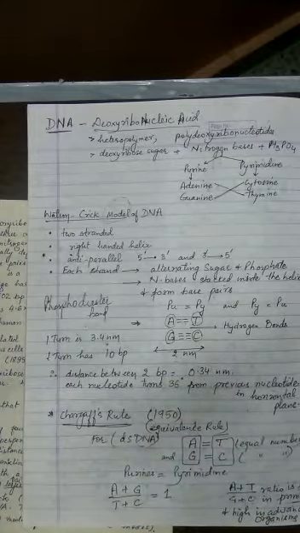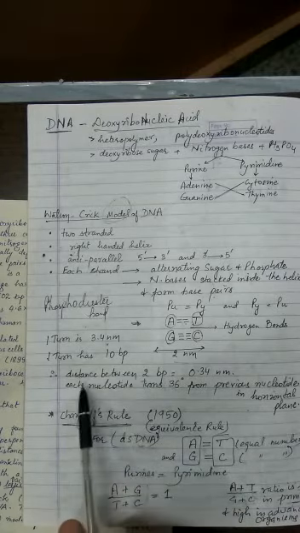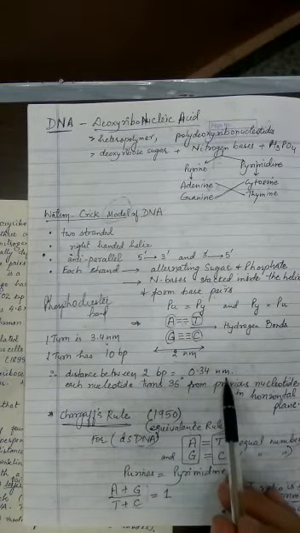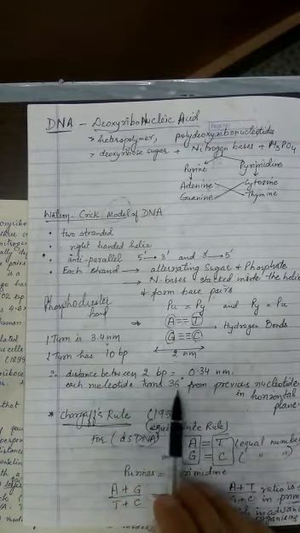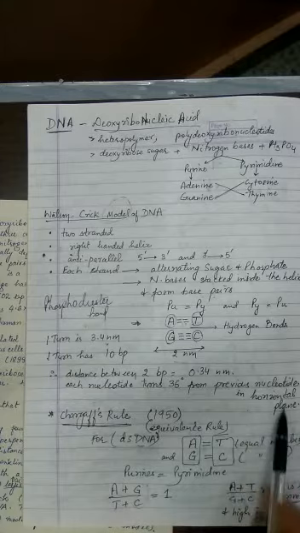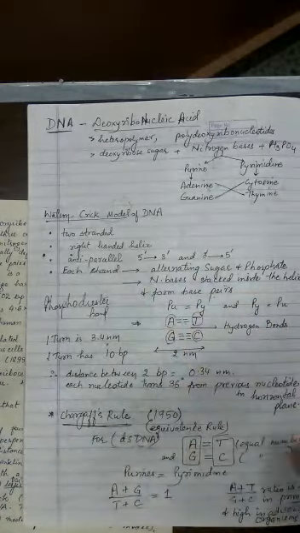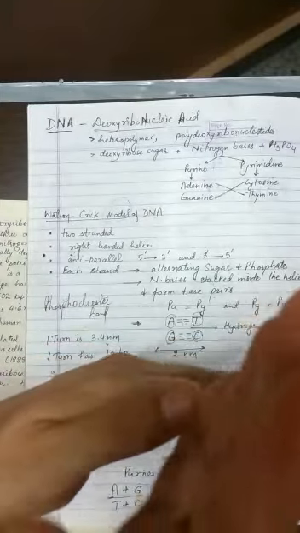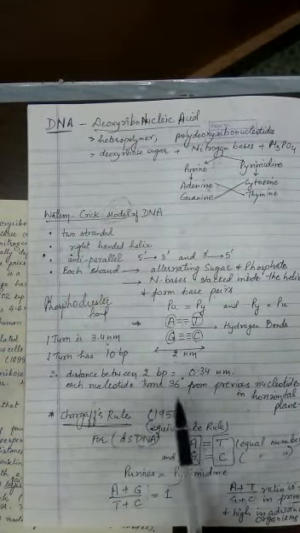According to their model, one turn is equal to 3.4 nanometer, and one turn has 10 base pairs. So the distance between two successive base pairs would be 0.34 nanometer. The distance between the two strands would be 2 nanometer. Each nucleotide turns 36 degrees from the previous nucleotide in the horizontal plane. So it turns in a right-handed helical manner, and if one nucleotide pair is like this, then the next would be at 36 degrees, slightly turning in a helical manner to make a complete 360 degree turn with the help of 10 base pairs.